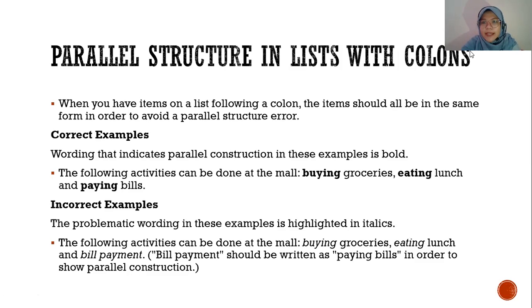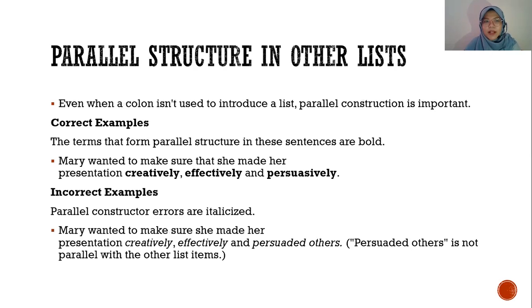So also parallel structure in lists with colons. When you have items on a list following a colon, the items should all be in the same form in order to avoid a parallel structure error. So if you need to say what I need to do today is, for example, buying groceries, eating lunch, and paying bills, all of them should have the ing ending. If you choose to use the infinitive, all of them should be in the infinitive as well.